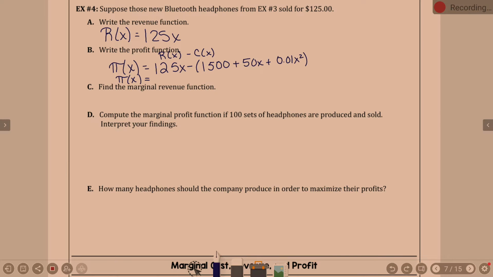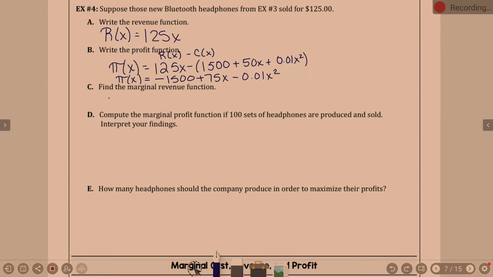Okay, so if I go, I think in the book I have reverse order. So if I put the negative 1500 first, 125x minus 50x is going to be plus 75x, and then subtracting 1/100th x squared. Something along those lines, right? Reverse it if you prefer. Okay, C.